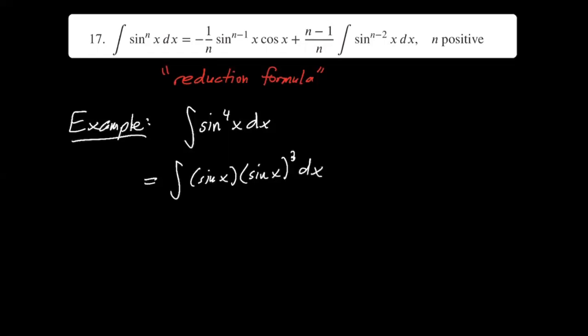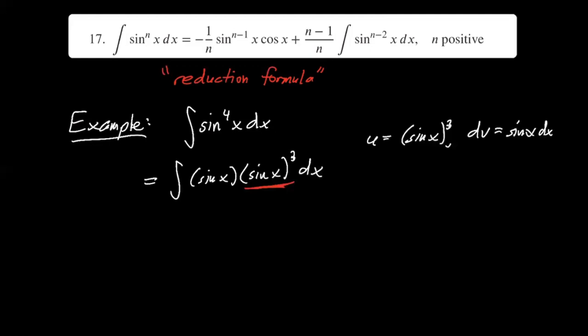And now we're going to use integration by parts. Integration by parts is going to tell us, okay, let's let u be the bad part. I'm going to make this part be u, and then the sine x dx will be the dv. So u is sine x quantity cubed, and dv is sine x dx.